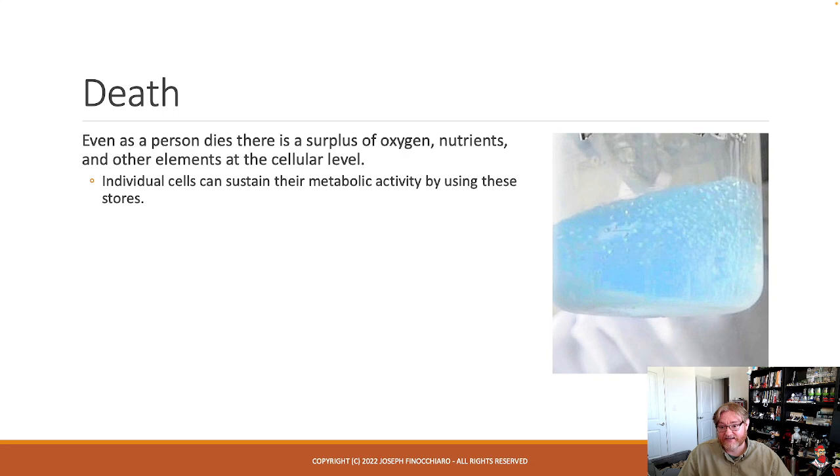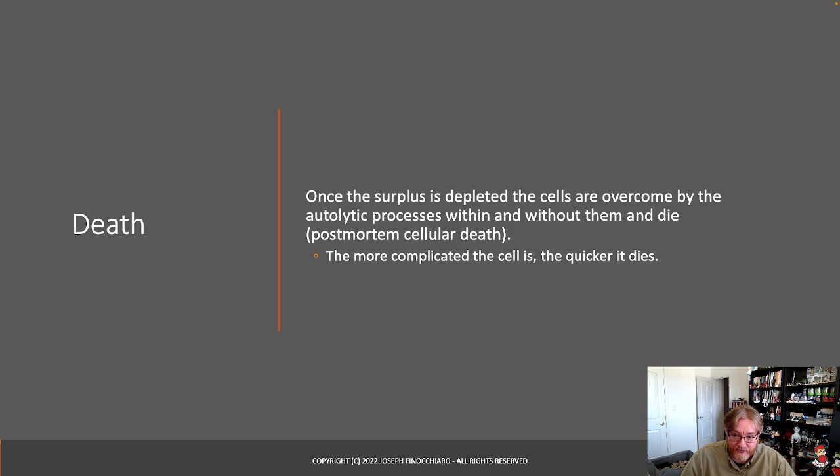Even as a person dies, there is a surplus of oxygen, nutrients, and other elements at the cellular level, so cellular metabolic activity will continue. Once the surplus is depleted, the cells are overcome by the autolytic processes within and without them and die. The more complicated the cell, the quicker it dies. A way to wrap your mind around that is the more complex the engine, the quicker things can break and go wrong.